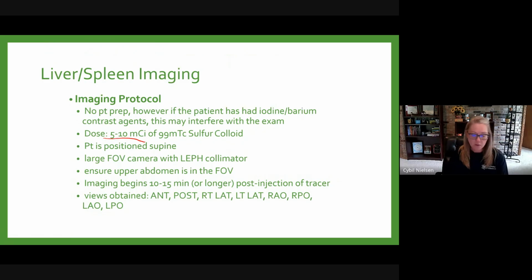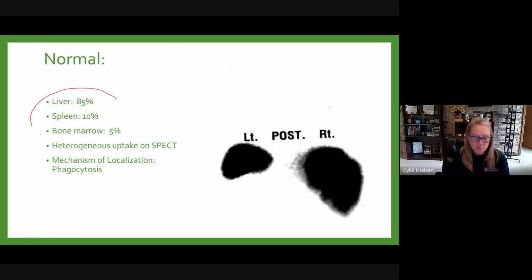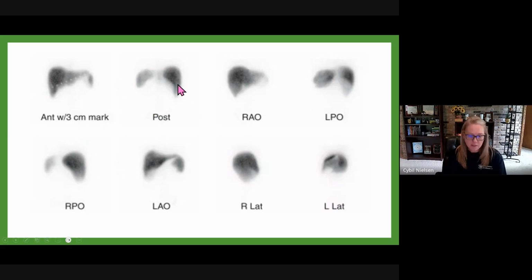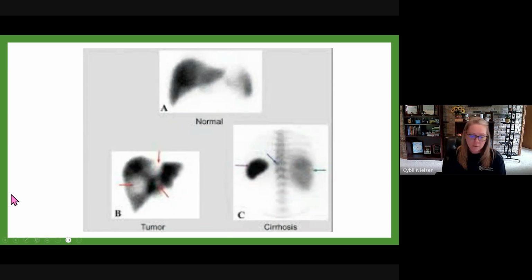5 to 10 millicuries. This is where it is. You're going to see basically heterogeneous uptake. It's not going to be smooth and pretty. It looks like this basically. And you can also do SPECT imaging. Now, CT has pretty much replaced doing this. We don't do these very often, but basically this is normal. You can find some tumors.